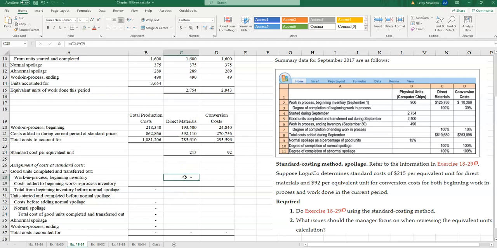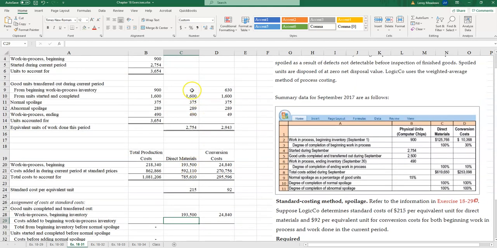Now, we already know that we're using standard costs. My amount of work in beginning inventory, there we go. And now, costs added to beginning work in process inventory. This was the balance before. Now any additional costs we added in here. And did we add in any additional costs to that? Well, we didn't add any more additional costs. Why? Because our direct materials were already added at the beginning of last period.